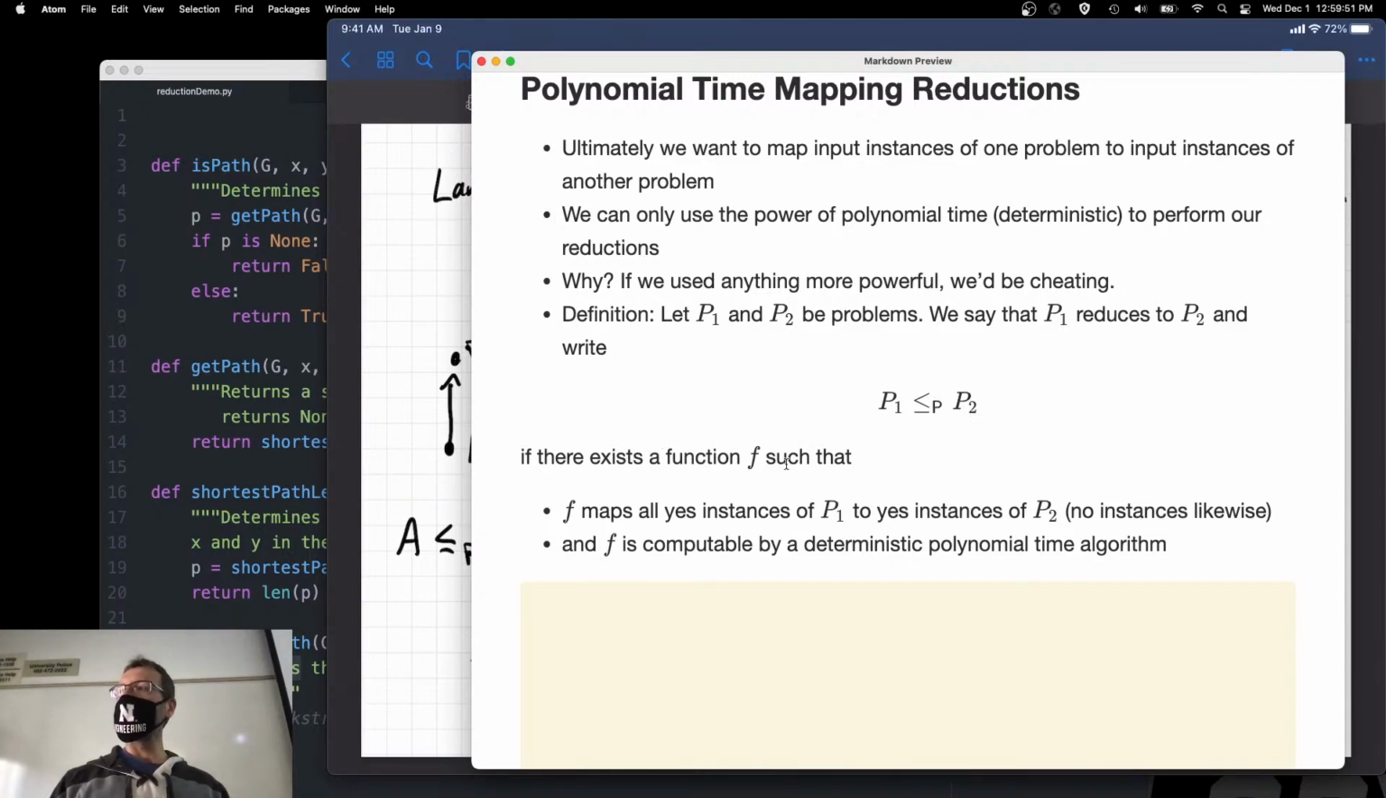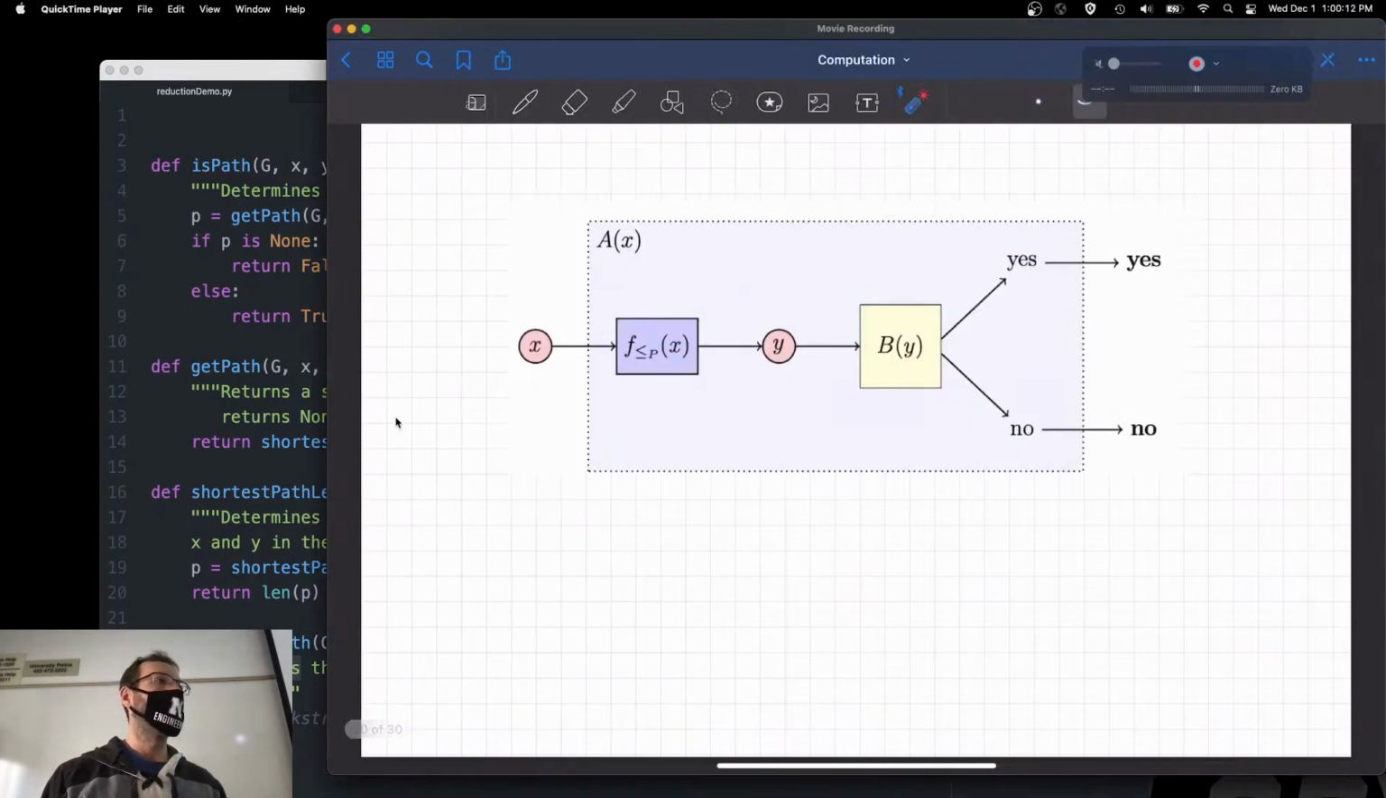If there exists a function f such that f maps all yes instances of P1 to yes instances of P2, and no instances likewise, and f has to be computable by a deterministic polynomial time Turing machine. Now, that's the technical definition. Let's go back to that picture and understand it a little bit better now.